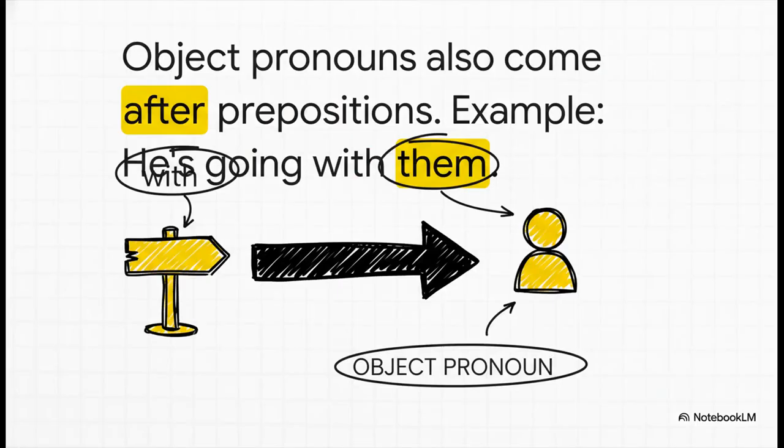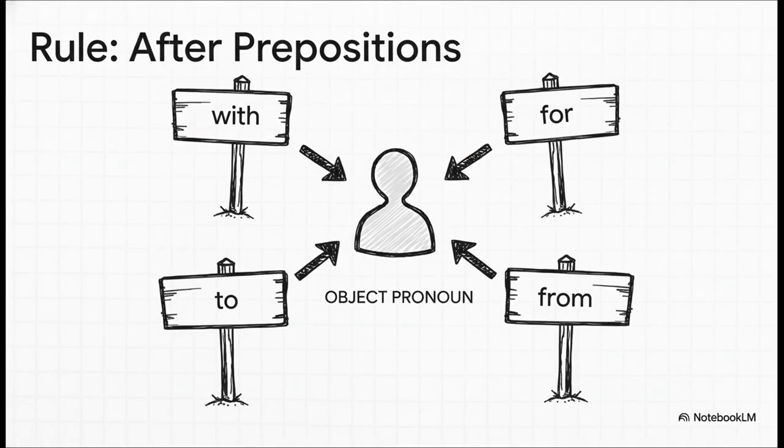And now for the other big rule. Check this out. He's going with them. You see how them comes right after the word with? With is what we call a preposition, a little connector word. And that leads us to our second huge rule. You always use object pronouns after prepositions. So whenever you see words like with, for, to, or from, it's a huge clue that an object pronoun like me, him, or them is probably coming next.